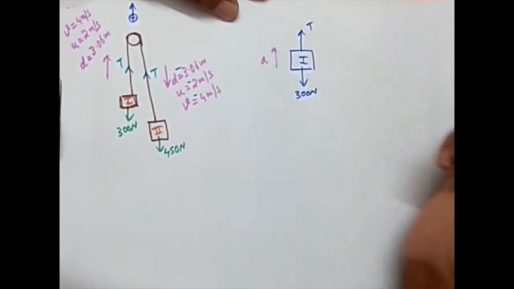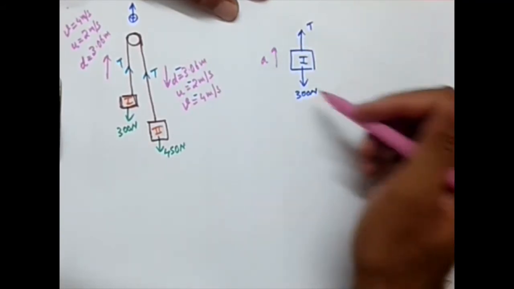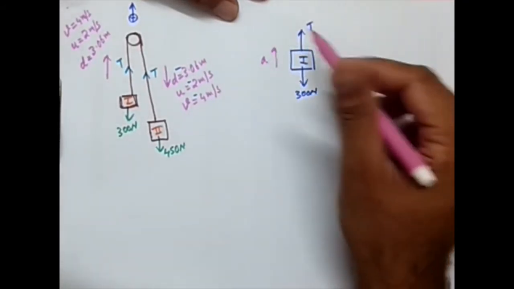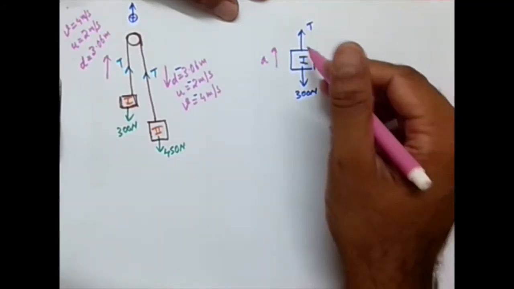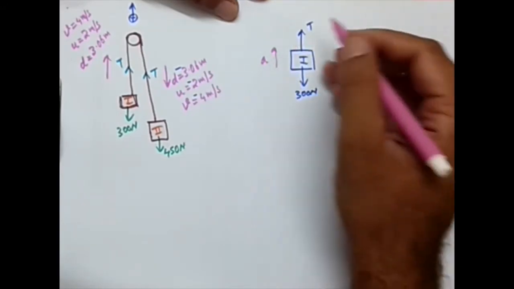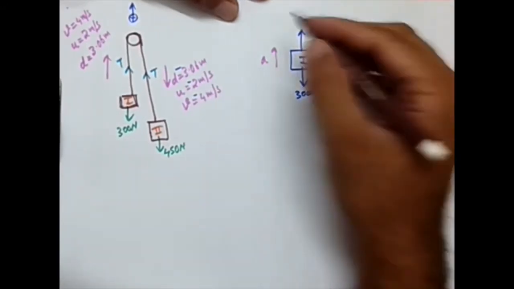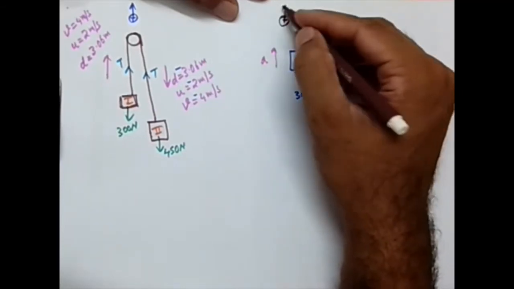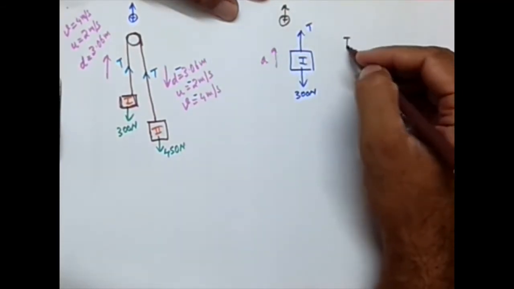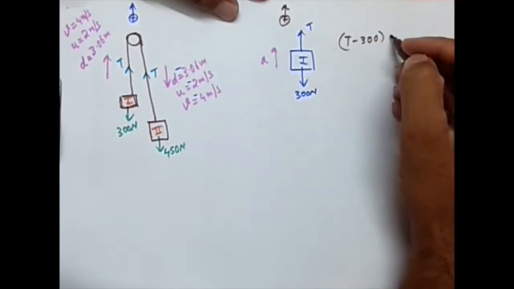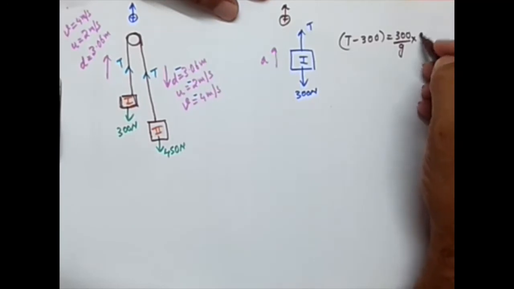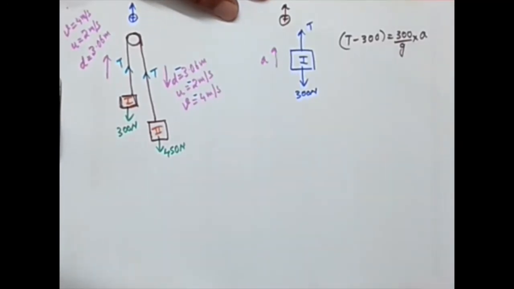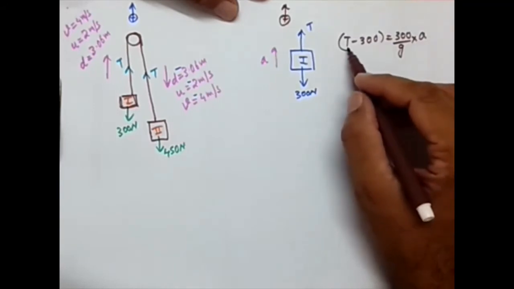What will be the value of A? If we are seeing this problem, it looks familiar to that of our D'Alembert's principle, right? If I'm trying to write the D'Alembert's principle for this condition, I need to have a positive direction. I am using this as the positive direction. So I'll be getting T minus 300 is equal to 300 by G into A, right? So if I have the value of A, I can get the value of T.